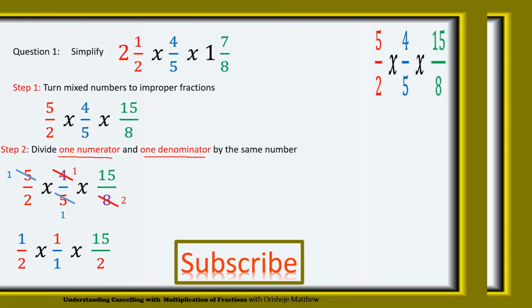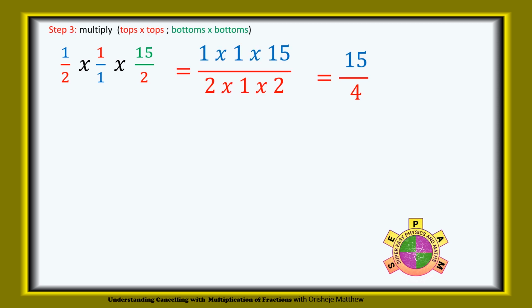So the next step is multiply tops, multiply bottoms. So you have 1 times 1 times 15. Do it like that. If you do that, it will give me 15/4. So this is an improper fraction. Let's turn it to a mixed number.